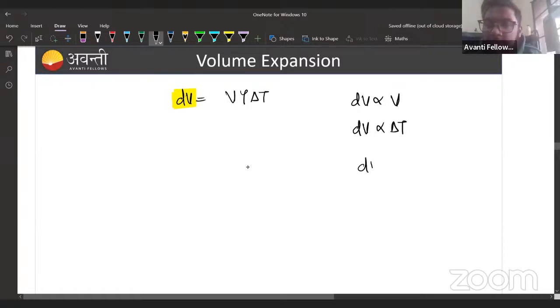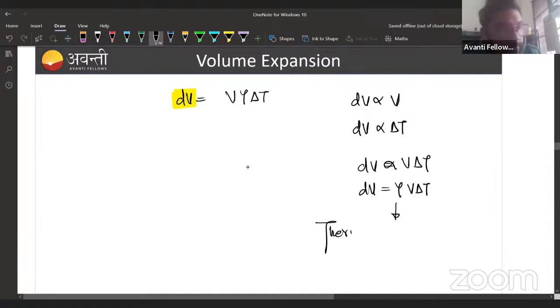So if I combine these two, what will I get? dV is proportional to V delta T. When I remove this proportionality, I have to include a constant which is gamma, which is called the coefficient of change in volume, you can say. Okay, thermal coefficient of volume expansion. I'll write it down here. Gamma is thermal coefficient of volume expansion.